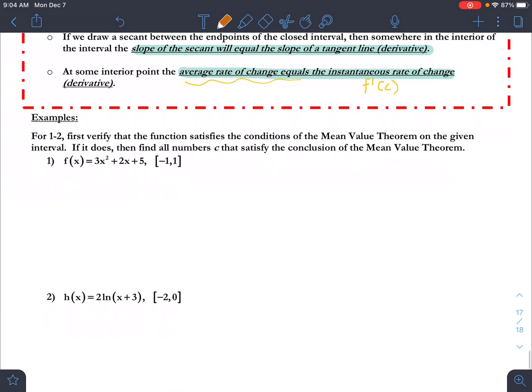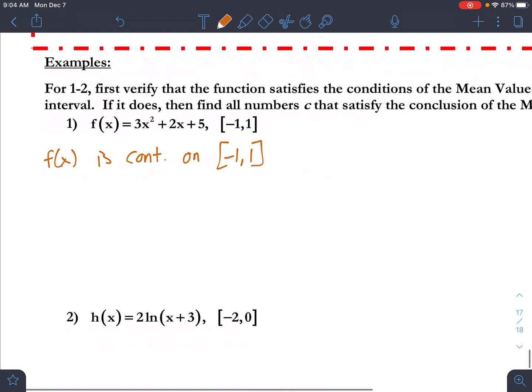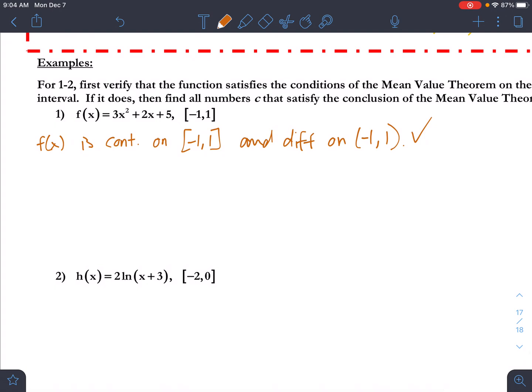First we're going to verify that we can use the MVT, and then we're going to see if there's a c value that satisfies the conclusion of the mean value theorem. So we go from -1 to 1 for this function. This is just a random quadratic. If it's a polynomial, we know what a polynomial looks like. This is some quadratic. There are no holes, no jumps or anything like that. So f of x is continuous on [-1, 1], and it's also differentiable on the open interval (-1, 1), so we can use the MVT. Those are the two requirements.